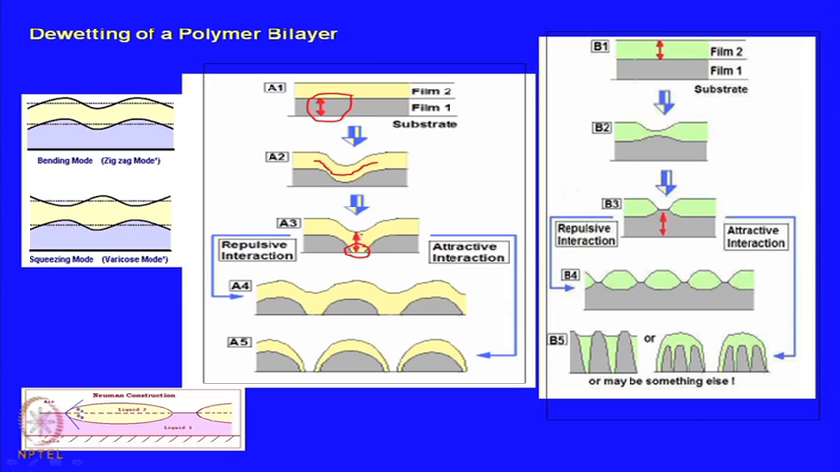So, depending on whether this interaction is attractive or repulsive, you can have different regimes. If this is attractive, this layer can also dewet or rupture and form a morphology like this. If this interaction is repulsive, maybe there will be no subsequent evolution. So, you get embedded structures like this, which are otherwise difficult to fabricate.